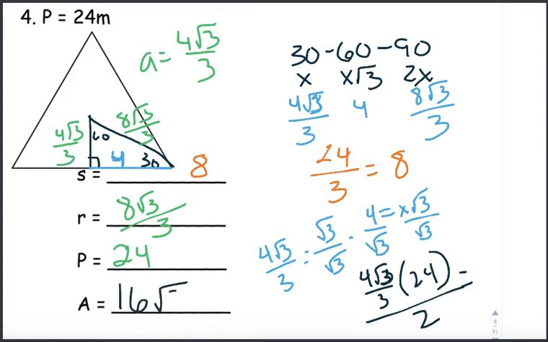So again, to kind of walk you through how I did that, I would do the 4 times 24, then divided by 3, and then divided by 2, and that gave me the 16, and then I had not put the root 3 on there, so it's 16 times root 3.